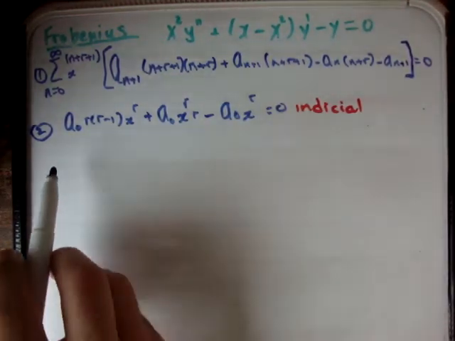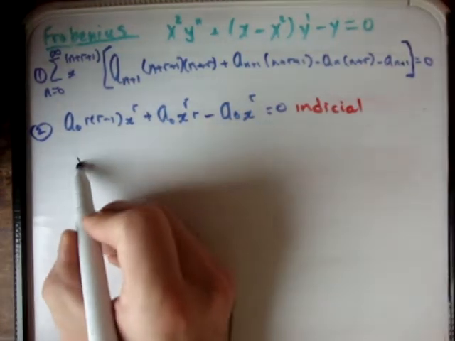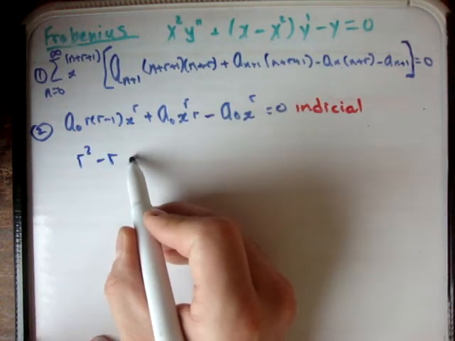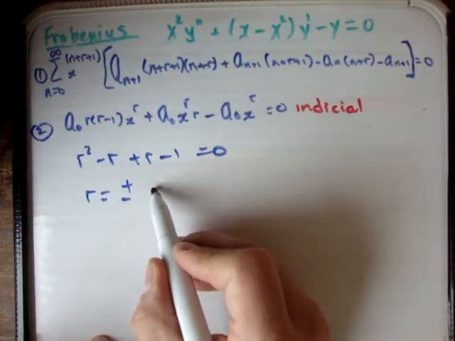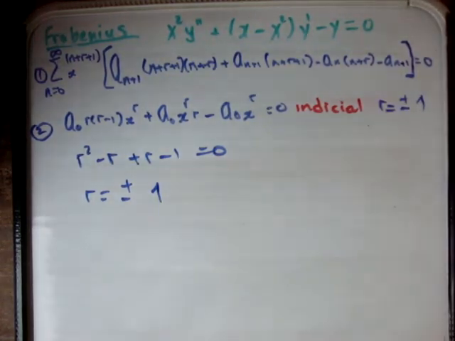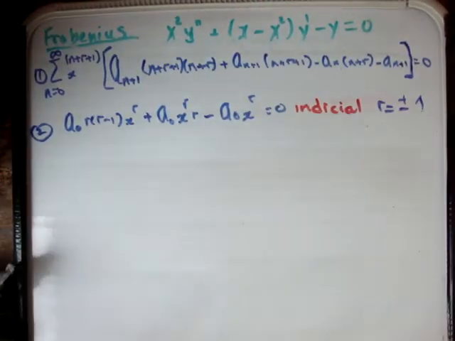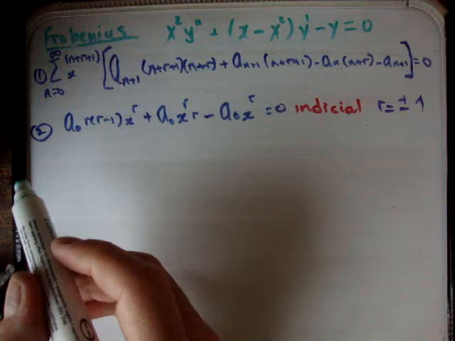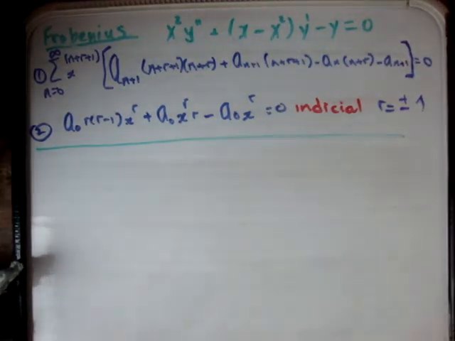So if we look at our indicial equation here, immediately we see that there is a common factor of a0 times x to the r. So if I take that out, we're left with r squared minus r plus r minus 1 is equal to 0, and r is equal to plus or minus 1, like so. So that gives us two separate values for our indice r, which will affect our solutions to the equation. The next thing we're going to do is solve equation 1 in order to get our recurrence relation.